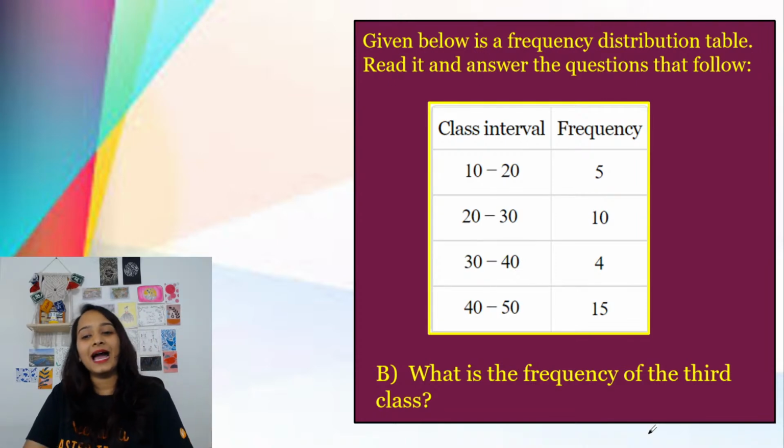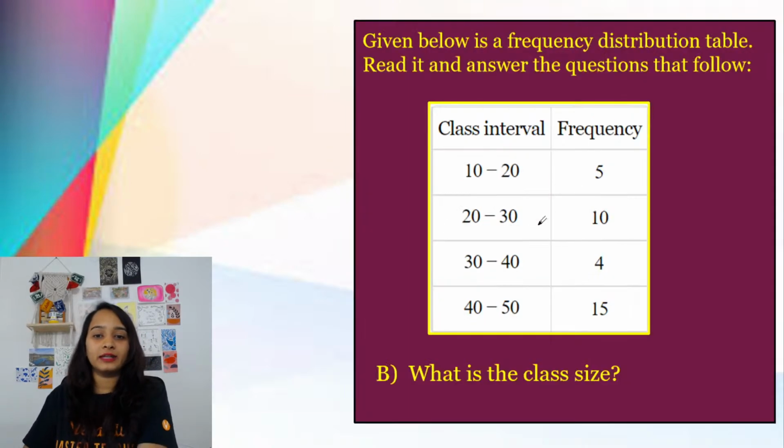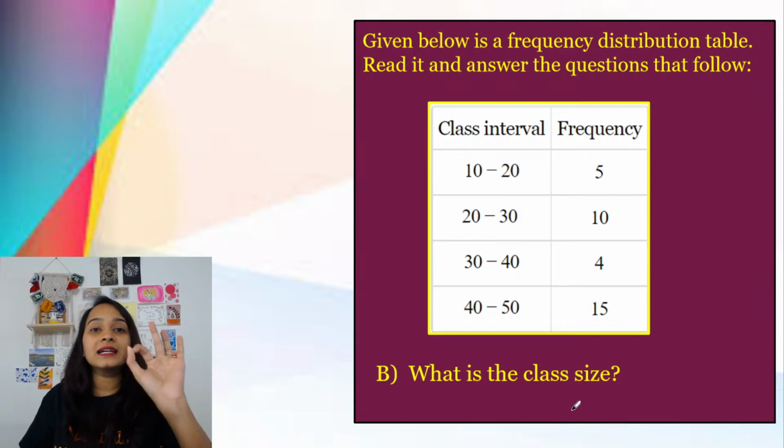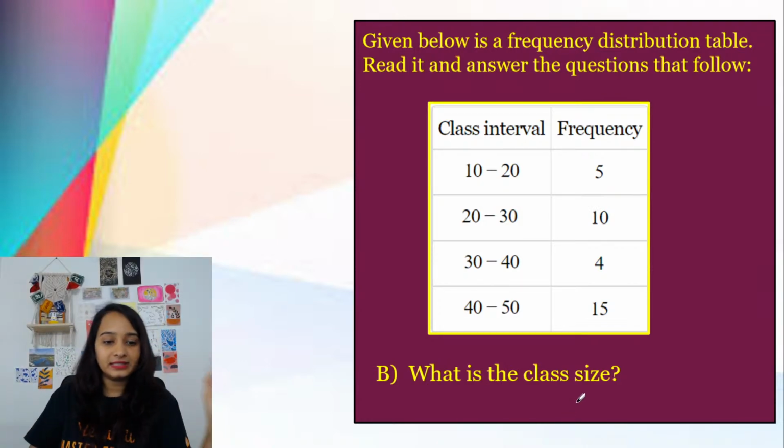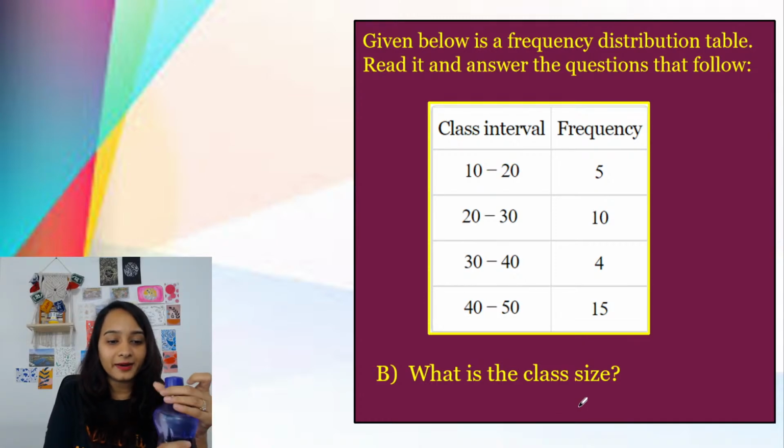Amazing. So the answer here is 4, because the frequency of this third class here is 4. What is the third class? 30 to 40. Now what is the class size of this data? What is the class size of the data?